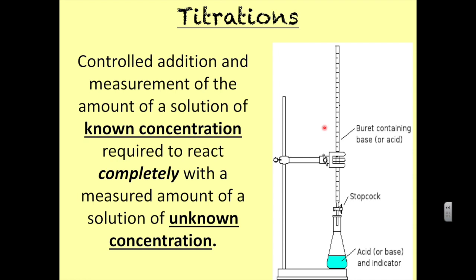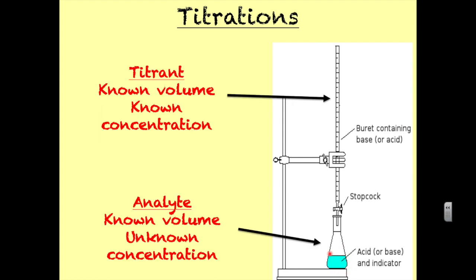Now, titration is a controlled addition and measurement of the amount of solution of known concentration required to react completely with a measured amount of a solution of an unknown concentration. So here's my known concentration in my burette, and my unknown concentration is the thing I'm trying to measure or analyze. I will call this stuff that's in the burette the titrant.